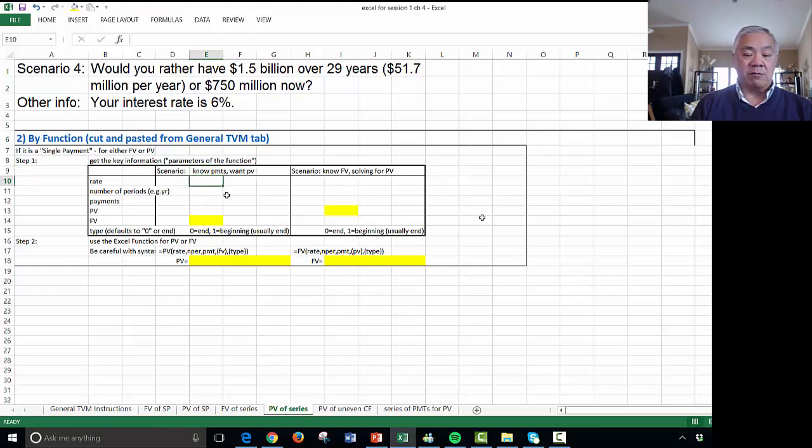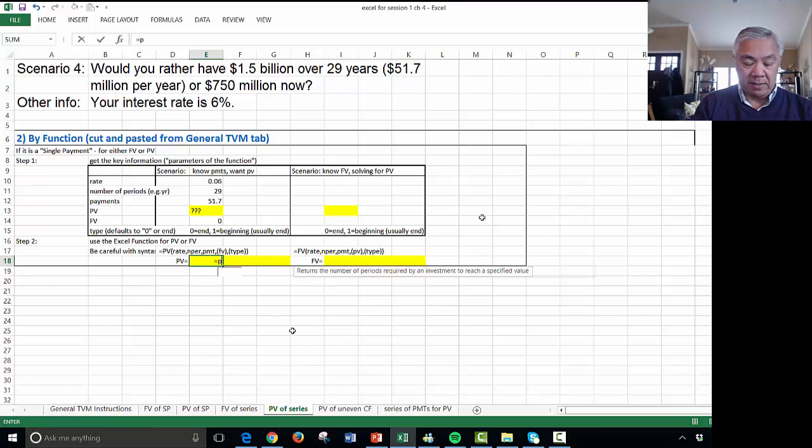Okay, so the rate is 6%, 0.06. The number of periods, 29. The payments, now we do have payments, 51.7. And the PV, that is our question mark. So this is the one that should be yellow. And then the future value, there's no other payments because we're happy to just get 29 years worth of 51 million a year. So now let's solve for it.